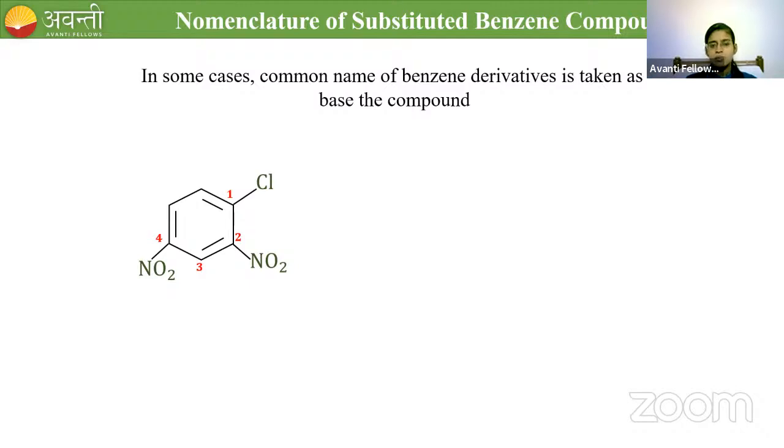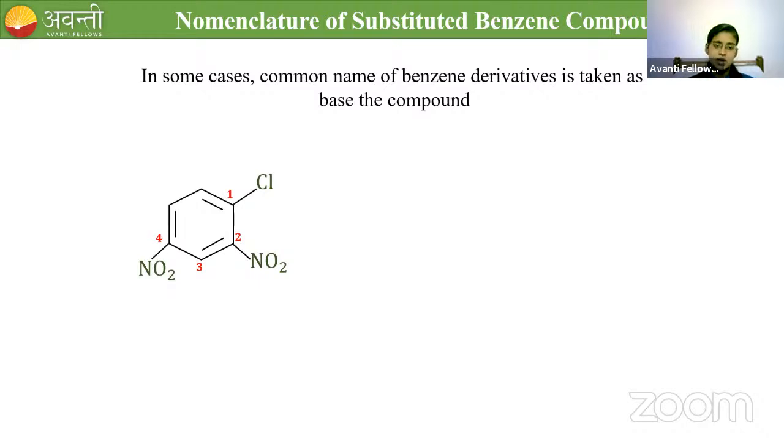So here you see the numbering is done from chlorine. If you start from chlorine only, you will get the lowest possible number. So chlorine has 1 and nitro has 2 and the other nitro has 4. So 1 plus 2 plus 4 is 7. If you start numbering from nitro 1, 2, 3, 4, 5, 6 and all, you will end up with the biggest number value. So the numbering which is given here on the slide is the correct way of numbering, and this only will give you the lowest possible number.